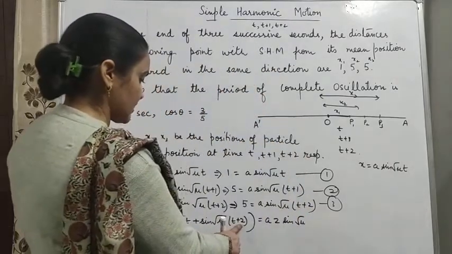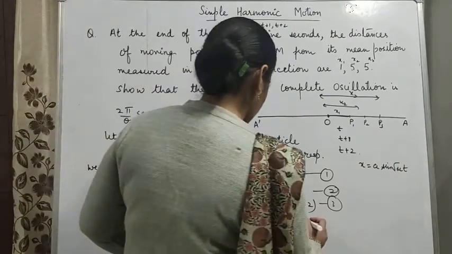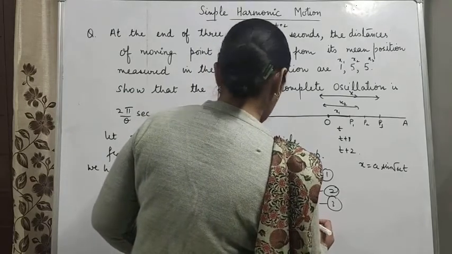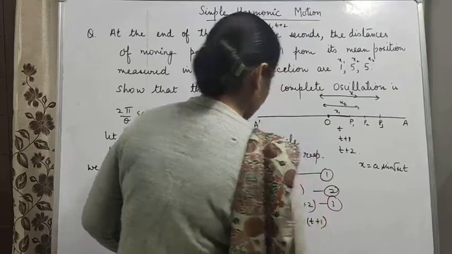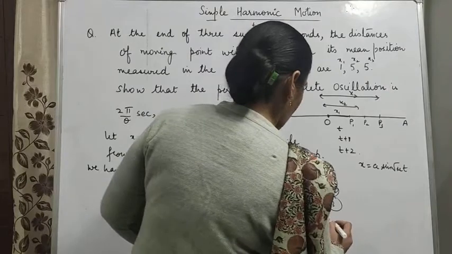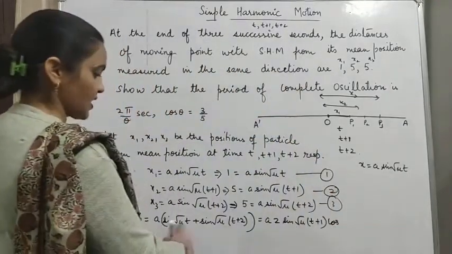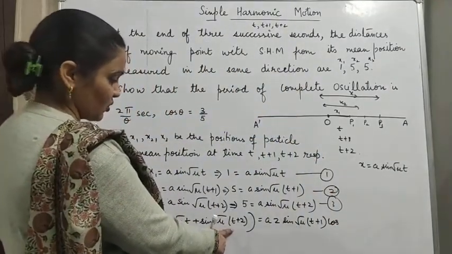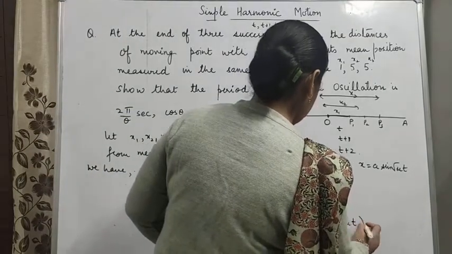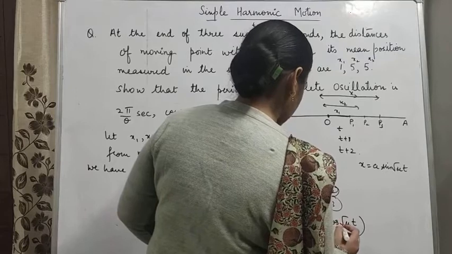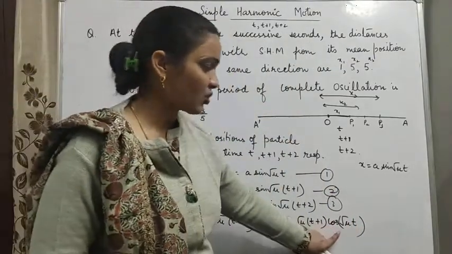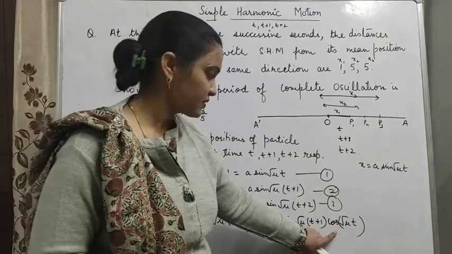2 times will be 2. This is also 2. So it is under the root mu t plus 1. Clear? And along with it, what will you have? Cos of c minus d by 2. So it is cos under the root mu times t. So this is what you will get. Clear? Here there will be a minus, but cos of minus theta is again cos of theta.